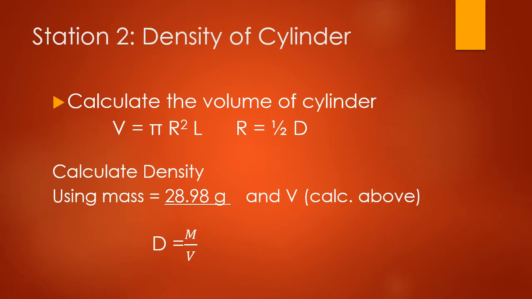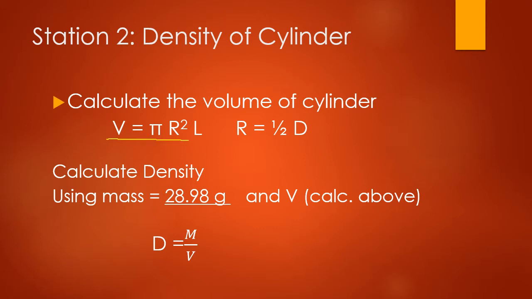Let's move on to station 2. So station 2, we're going to be doing the same steps, except for this time we're going to be calculating the density of a cylinder. So instead of a cube, we're doing a cylinder. Since it's a different shape, it's going to have a different equation for calculating the volume.